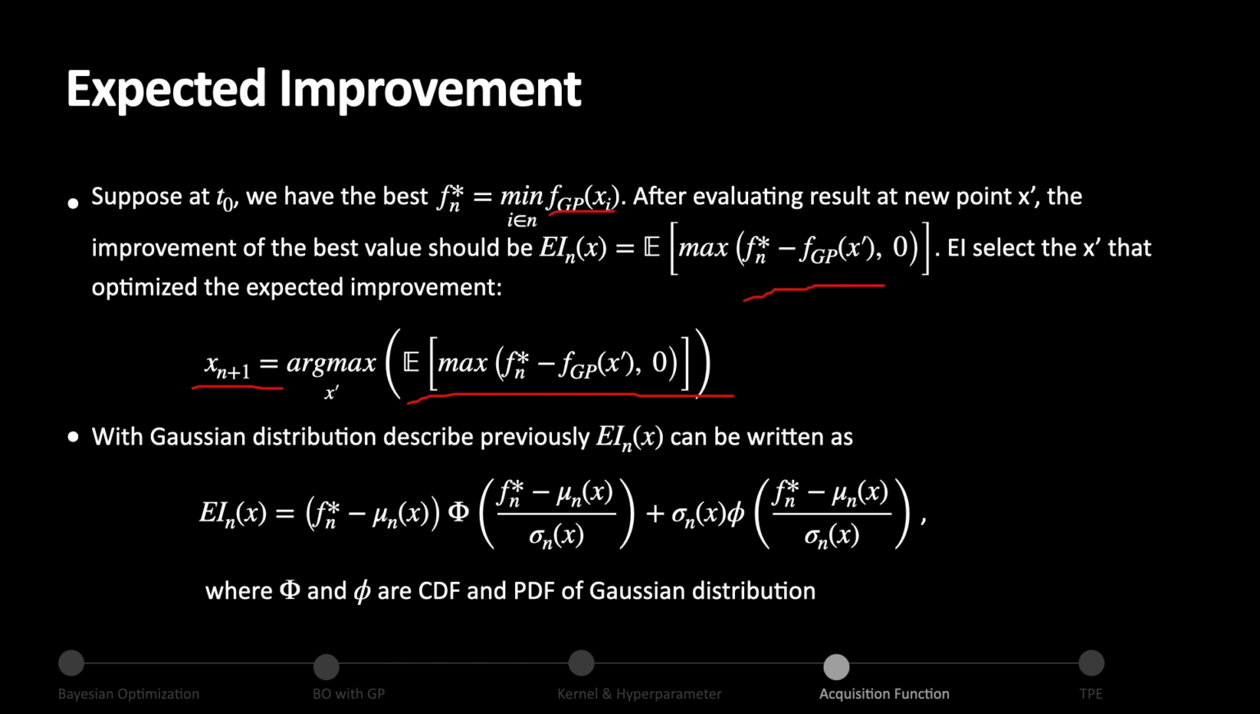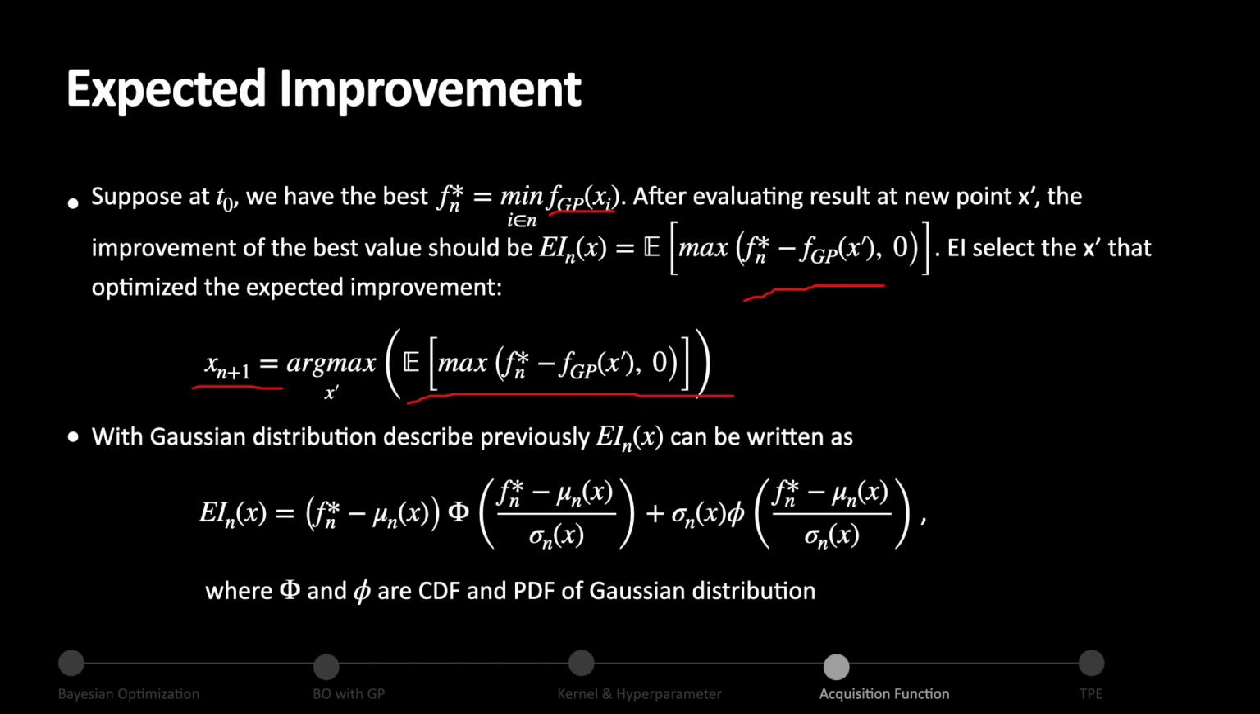With the Gaussian distribution described previously, the EI can be written as fn star minus mu n of x times capital phi of fn star minus mu n of x divided by sigma n of x, plus sigma n of x times lower phi of fn star minus mu n of x divided by sigma n of x, where the upper phi is a CDF and the lower phi is a PDF of Gaussian distribution.